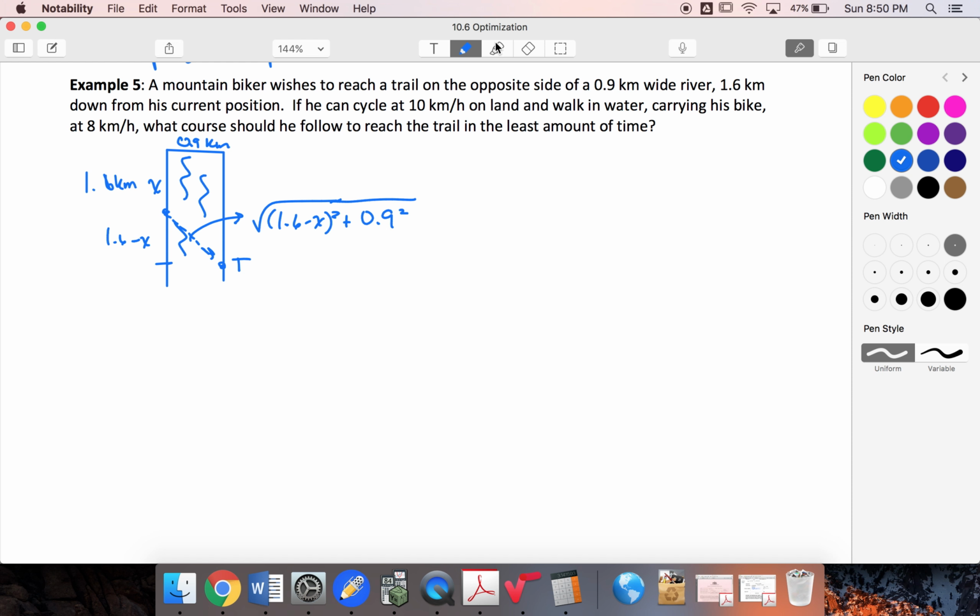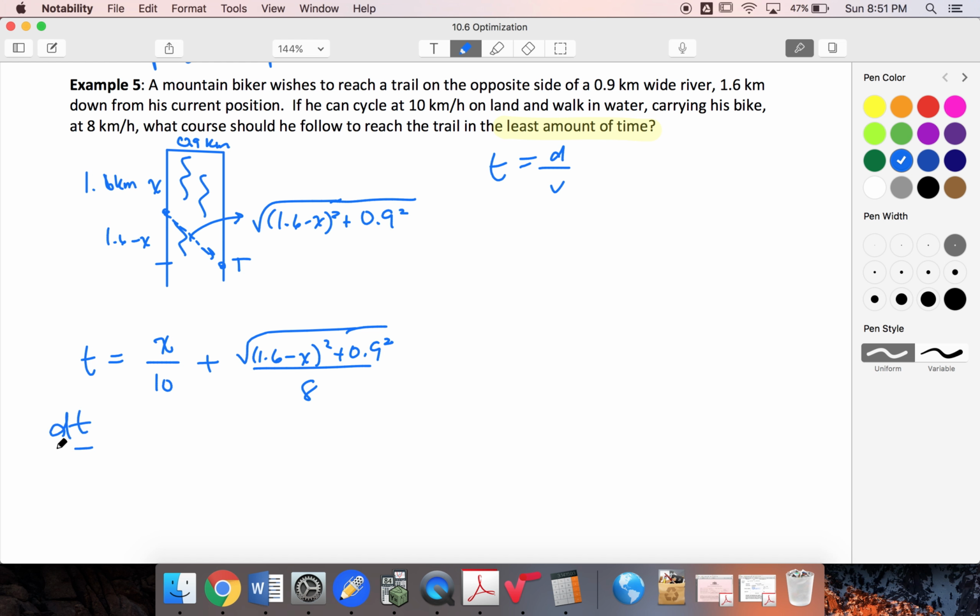What I really care about though is time, least amount of time. So I know that time is the same as distance over velocity or distance over speed. So my total time then is going to be I ride a total of x over 10 hours plus this whole quantity over 8. So this is my total time. I'm going to differentiate to find the minimum.